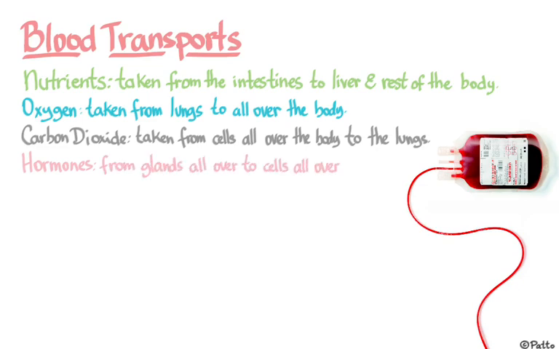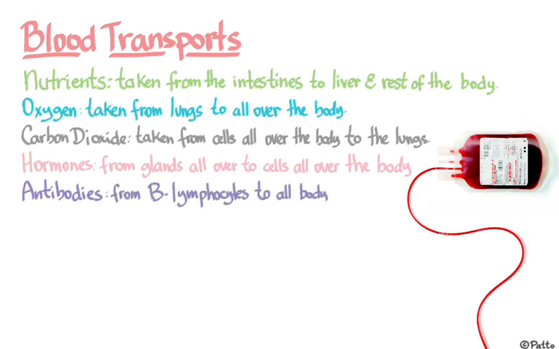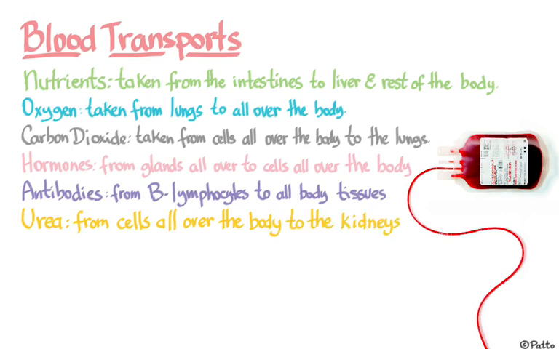Hormones are taken from glands, endocrine glands, and they are taken to cells all over the body. Antibodies are produced sometimes in the body or in the lymph nodes. They are produced in the B lymphocyte cells, and they are taken to all body tissues through the blood. Urea is a byproduct of metabolism produced by cells all over the body, and it is taken to the kidneys to be peed out.